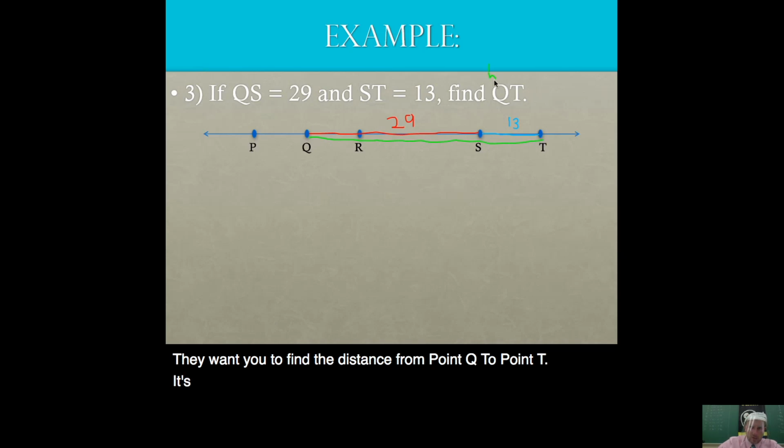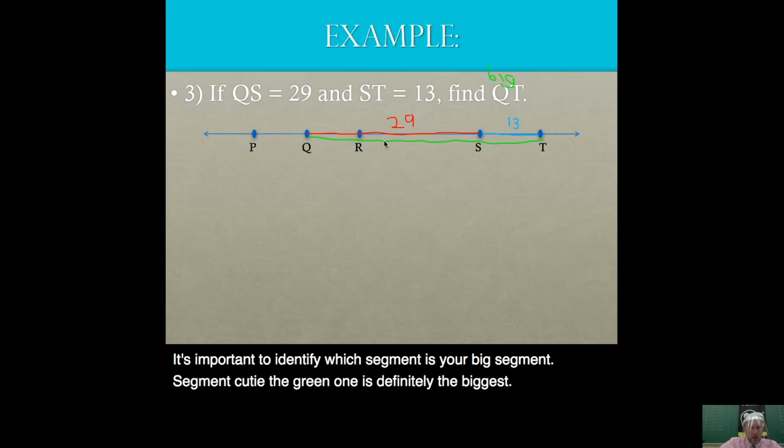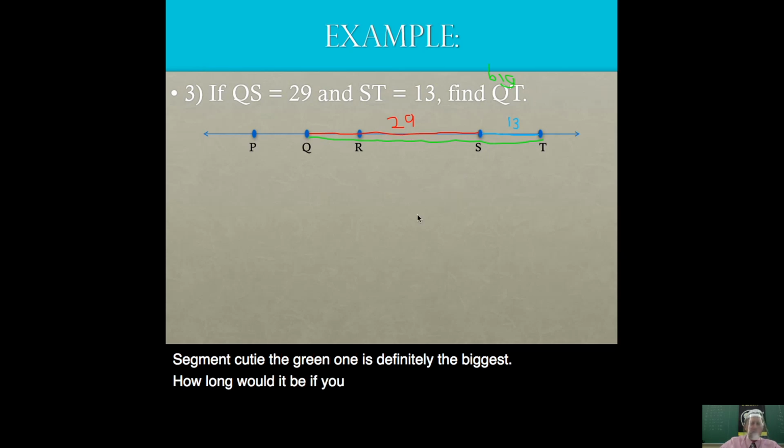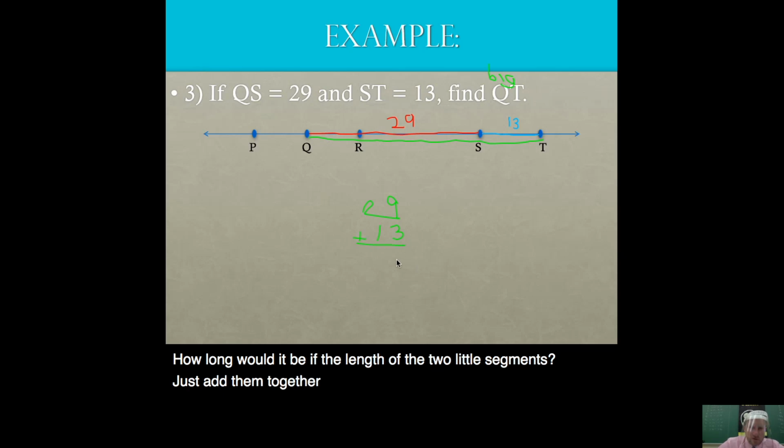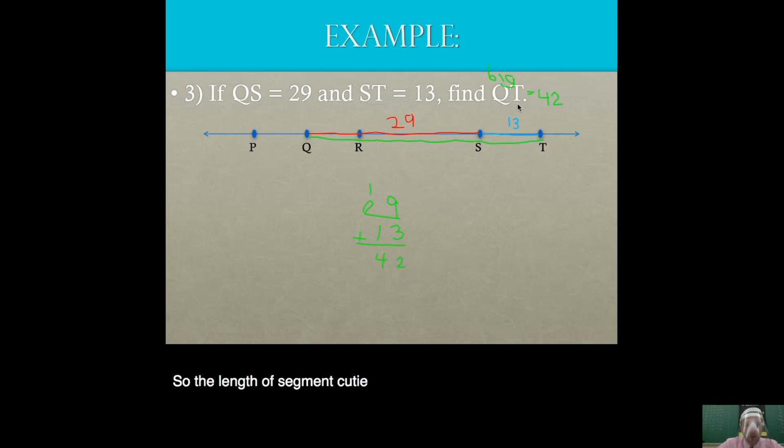It's important to identify which segment is your big segment. Segment QT, the green one, is definitely the biggest. How long would it be if you know the lengths of the 2 little segments? Just add them together. That's what the segment addition postulate says. So the length of segment QT would be 42. Add your 2 little lengths to get the big length.